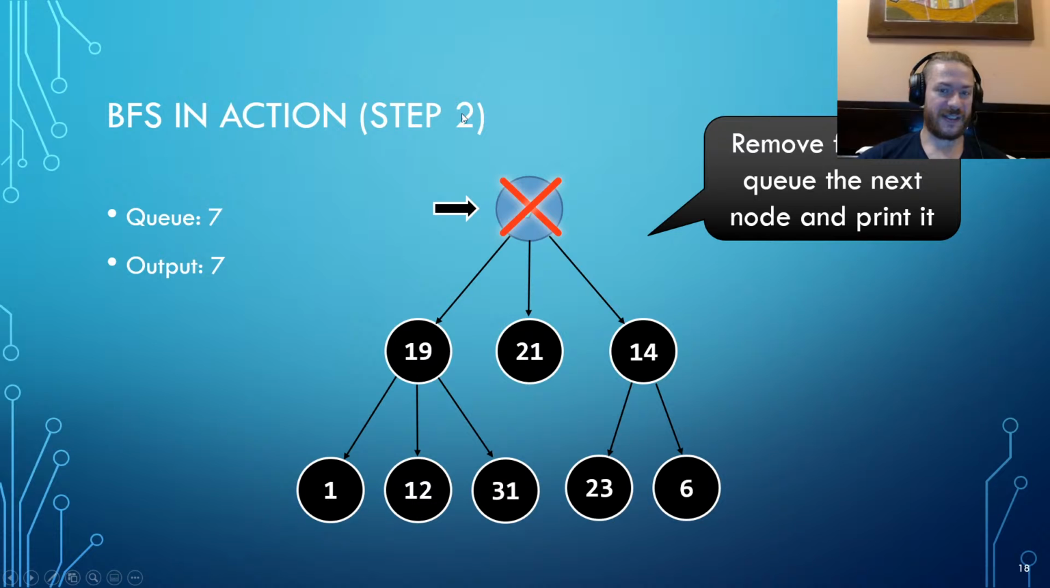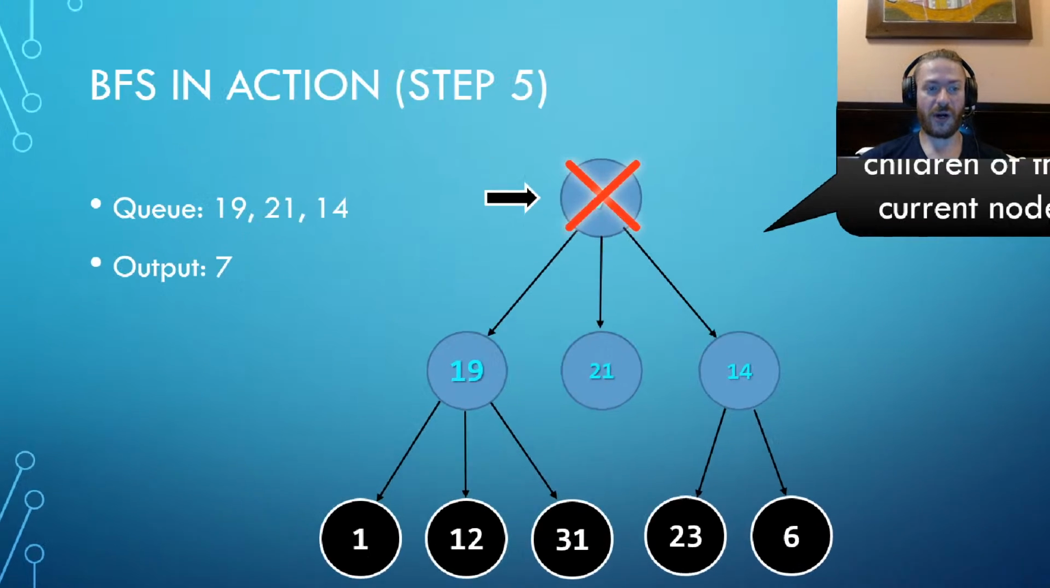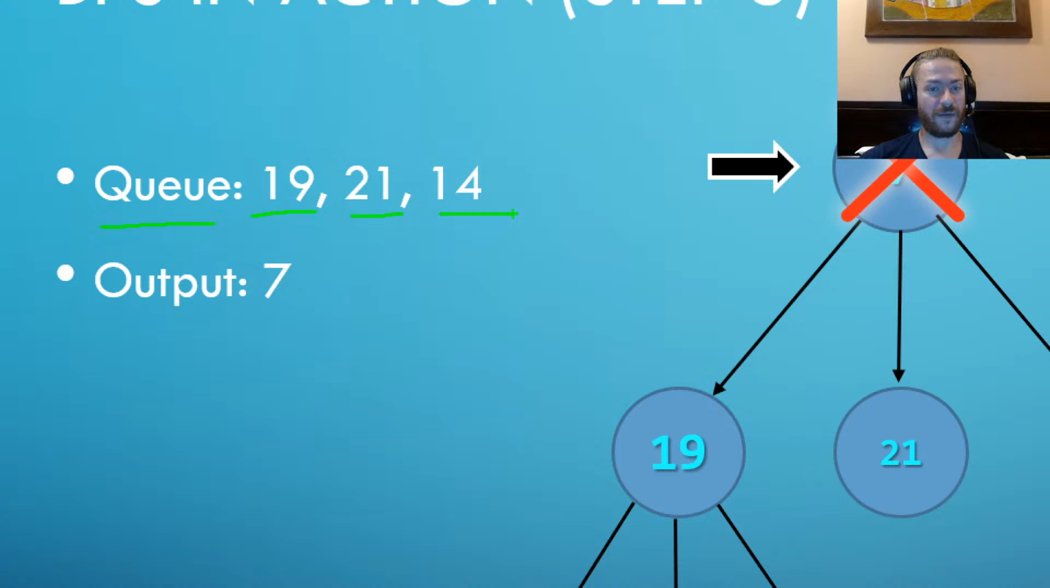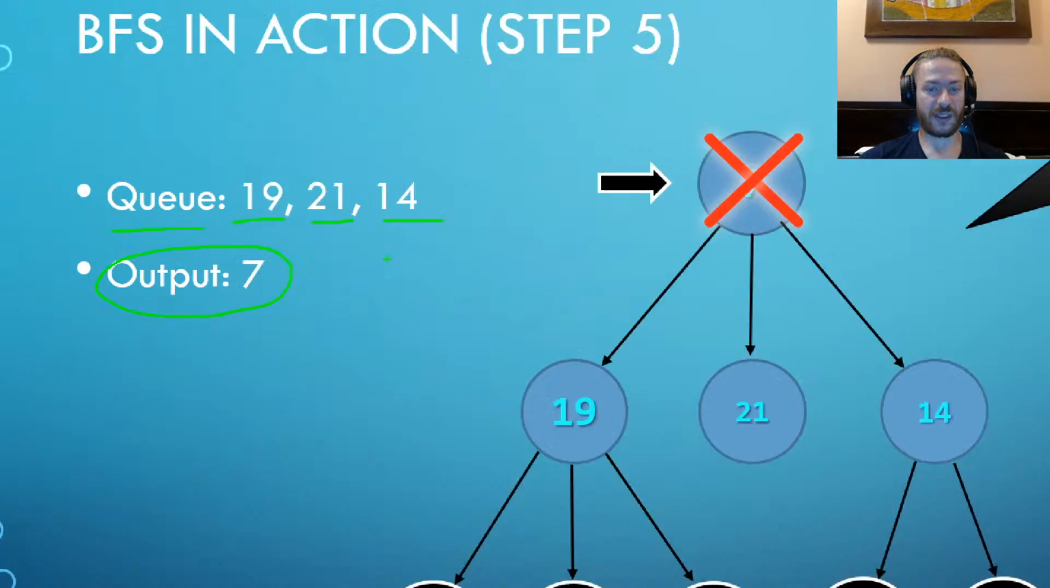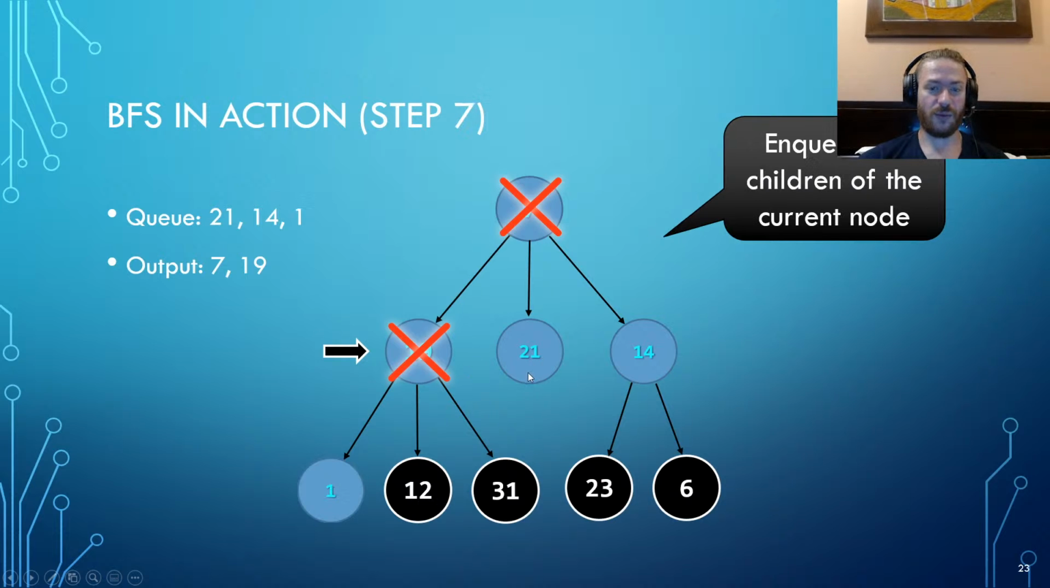So BFS in action, we start with 7, we add it to the queue, we immediately dequeue it and print it, so we enqueue all its children, which are 19, 21 and 14. So currently in the queue we have 19, 21 and 14, and the output is currently 7. Then we're going to start dequeuing these numbers, and we're going to get 19. Then we're going to get these enqueued, 1, 12 and 31, and so on.